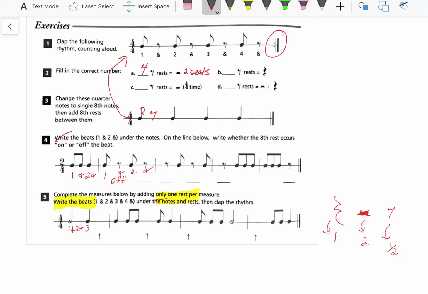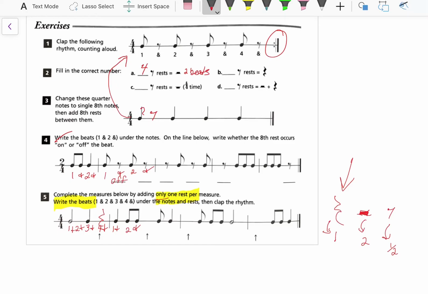The quarter note, we get beat 3, which means I'm missing beat 4. Okay, well, what rest can fill a single beat? The quarter rest can. Okay, I'm also going to do the second measure because this one's kind of tricky. So the quarter note gets 1 and, that's 2 and.